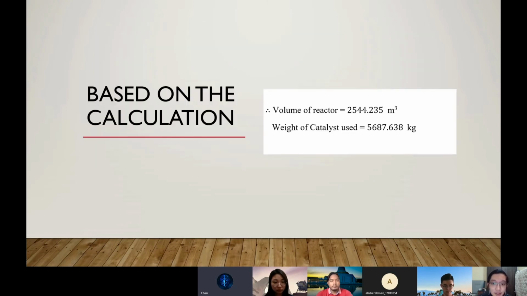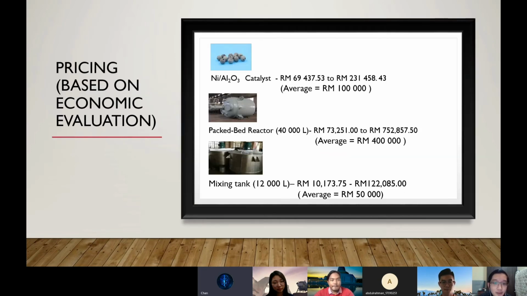Next, based on our calculation in the report, our calculated volume of reactor is 2,544.235 meter cube, and the weight of catalyst used is about 5,687.638 kilogram. Based on that, our pricing for the nickel alumina catalyst is around 100,000 ringgit, and for our PBR reactor is about 400,000 ringgit. For the mixing tank, the price is about 50,000 ringgit. So the total we use is 550,000 ringgit.